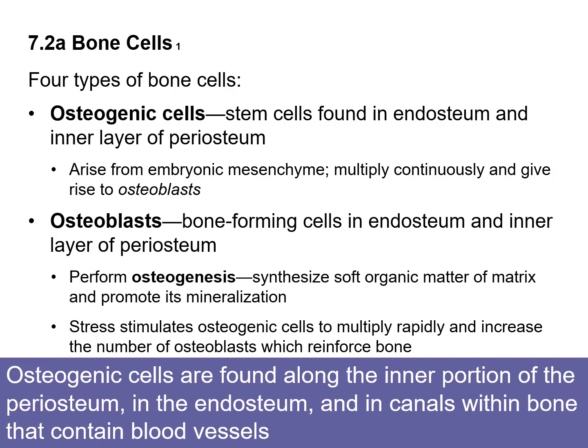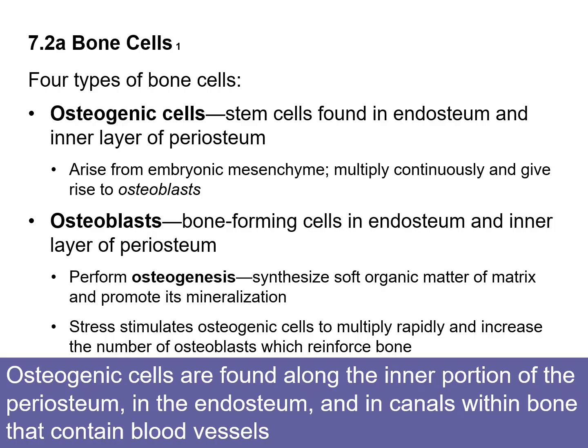Osteogenic cells are stem cells that develop from embryonic mesenchyme and then give rise to most other bone cell types. They occur in the endosteum and inner layer of the periosteum. These osteogenic cells, as the name implies, osteo means bone, genic means to create. These are the only cells that are going to do mitosis. They multiply continually, and some of those multiplied cells will go on to become an osteoblast.